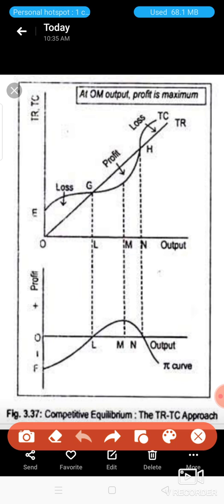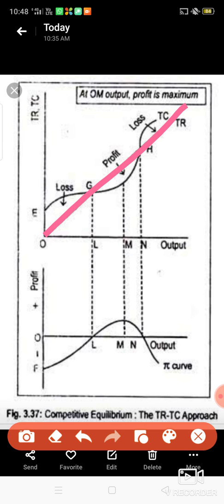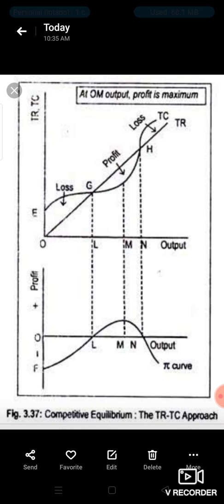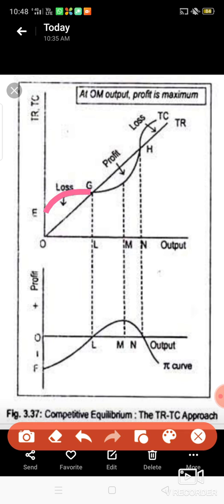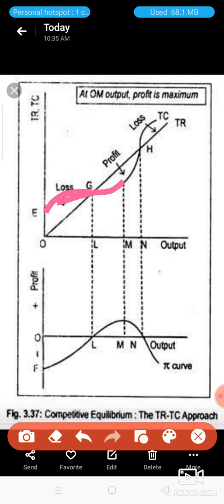Now if we notice here, as we are talking about a perfectly competitive market, it means price is fixed, so that is the reason total revenue is a rising straight line. So this is total revenue, and we know that in case of total cost, first it started increasing, and then after a certain point the cost started changing.